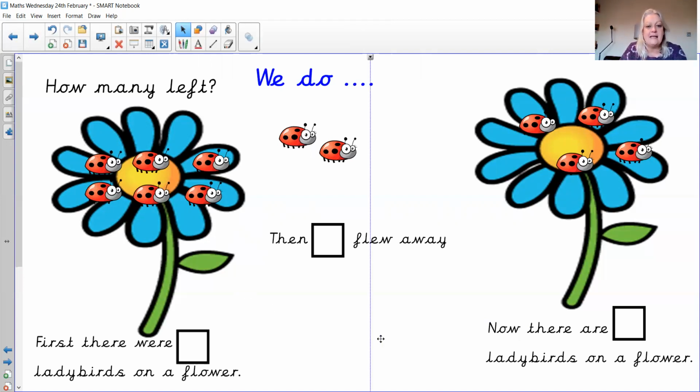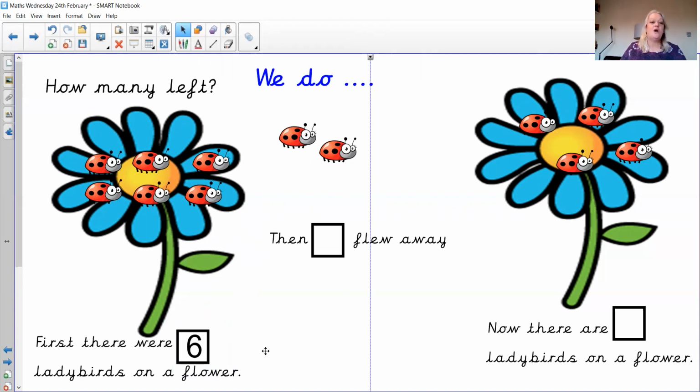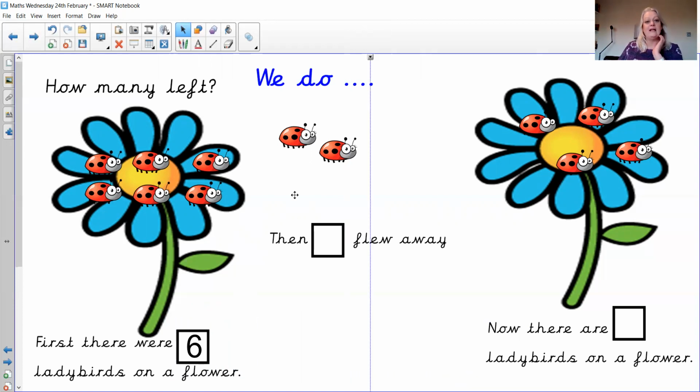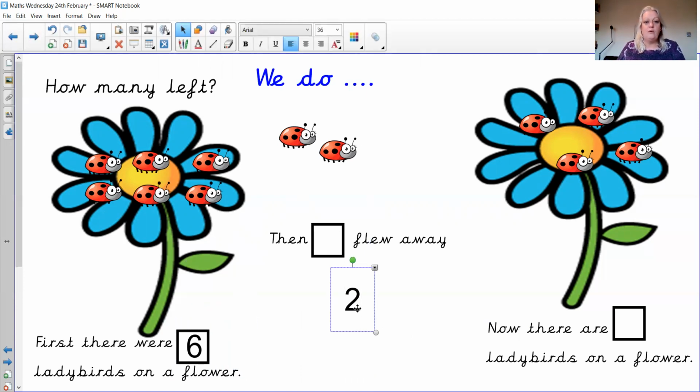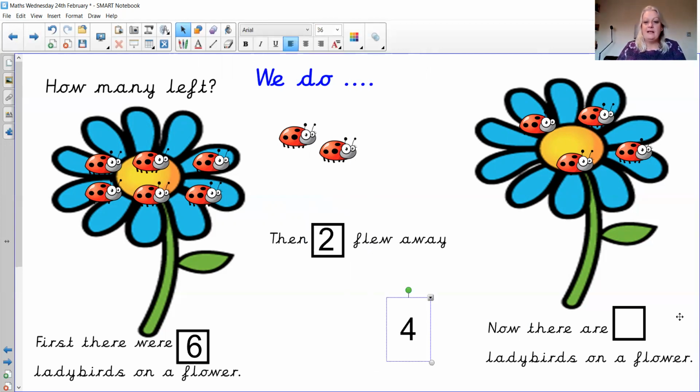That's right, there are 6 ladybirds on my flower. So first there were 6 ladybirds on a flower. And then how many flew away? So here they are flying in the air. How many? That's right, 2. So 2 flew away. Now, how many ladybirds are left on my flower? That's right, there are 4 ladybirds left on my flower.